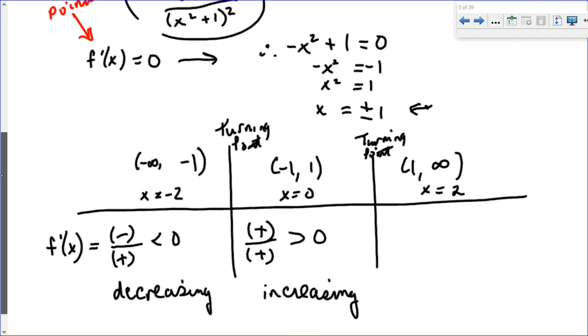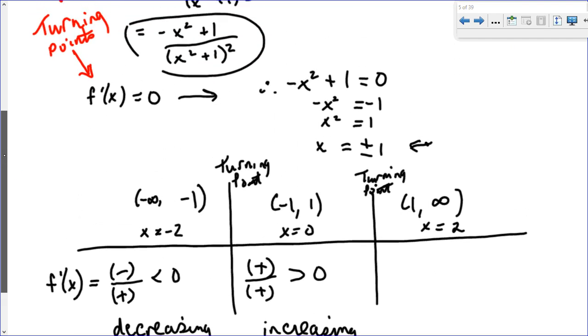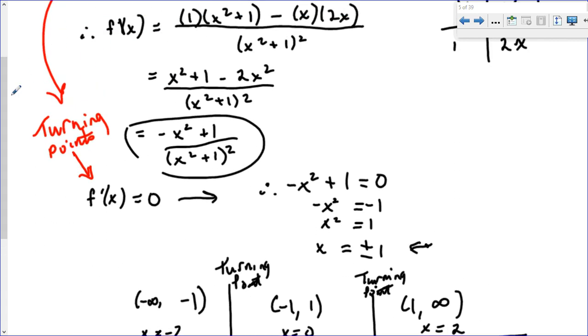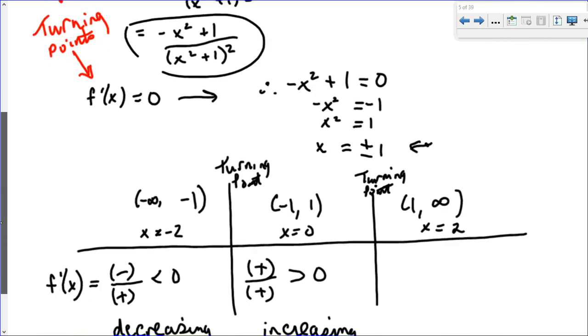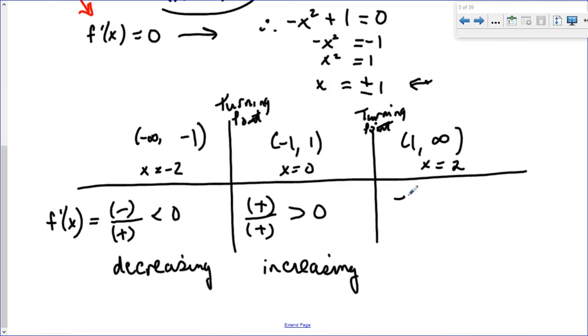Okay, and then my turning point is at 1, and then I have to check for 2 here. So let's put 2 in here. 2 squared is 4. Negative 4 plus 1 is negative. And then as we know, the denominator is always positive. So we're back to the decreasing function. And that's really all we have to do.